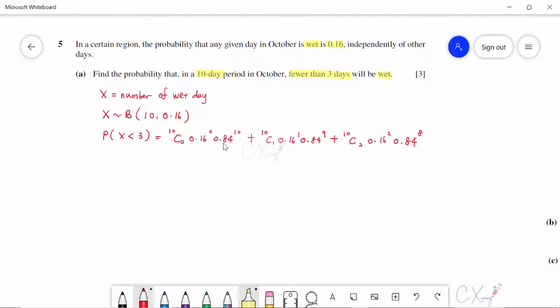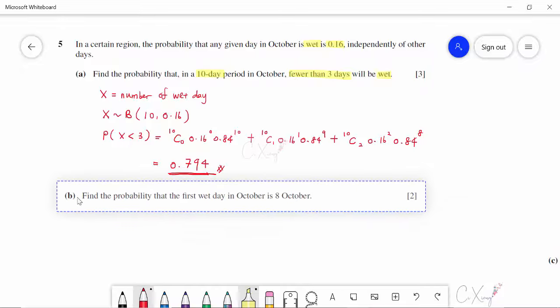All right, for this symbol here, they are saying fewer than 3 days, which means x equals 3 will not be included. Therefore, we will stop our calculation here, until x equals 2. By just pressing the calculator, the final answer that you get for this question should be 0.794, correct to 3 significant figures. Okay, so this is what we have for part A.